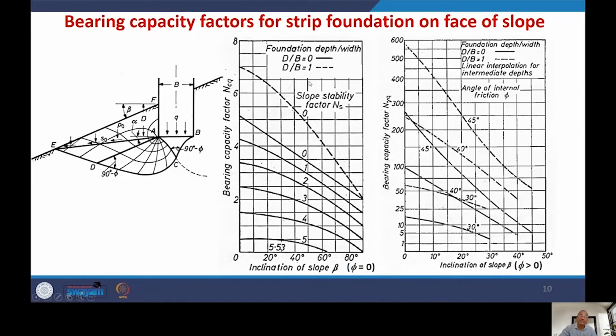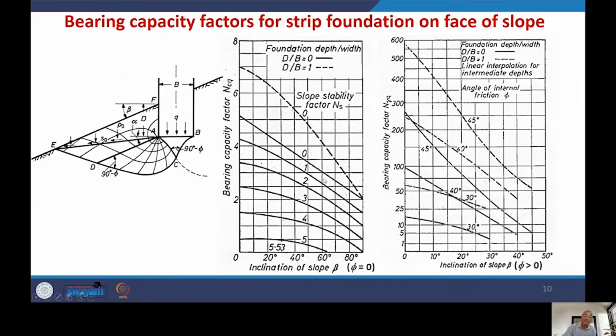Again, the other case, when d by b equal to 0, is shown here in the solid line. The result is similar, with the only difference that this one was a curve, and this is a linear line. So in both cases, when d by b is 1, the effect of slope is large compared to when d by b equal to 0. That means the value decreases very fast for the case of an embedded footing. As a result, the depth of footing is going to make a difference on the bearing capacity.